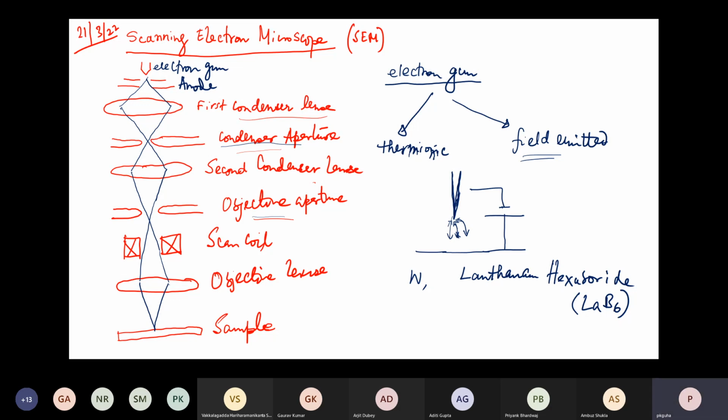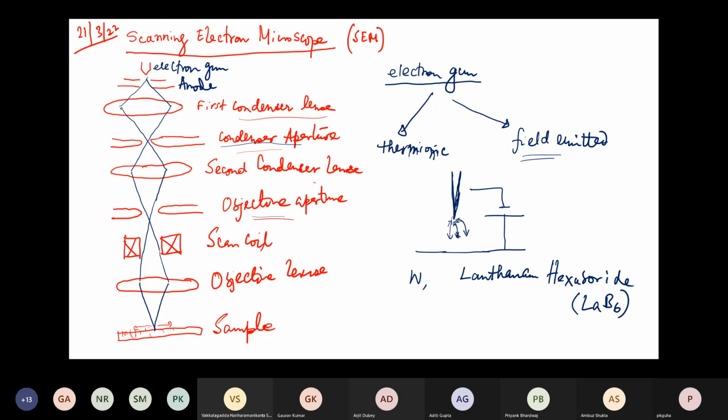So this is basically the combination. There are scan coils, because at the end of the day you have to move this electron beam, right? So that you can scan whatever structure is here. So you need a scan coil. There is also a scan coil in the electron beam (e-beam) lithography setup, right? So the scan coil is there.